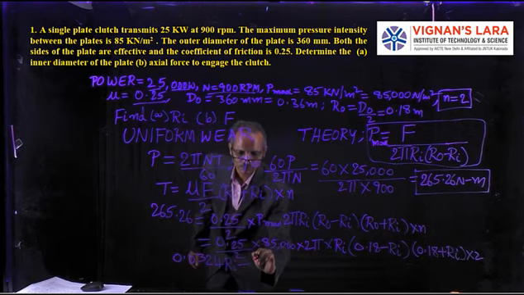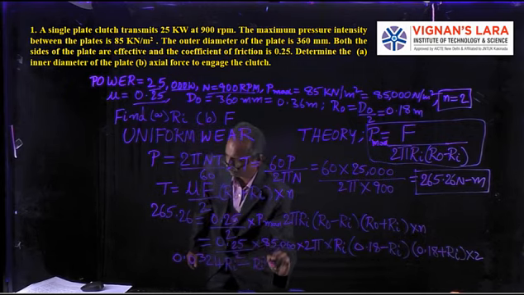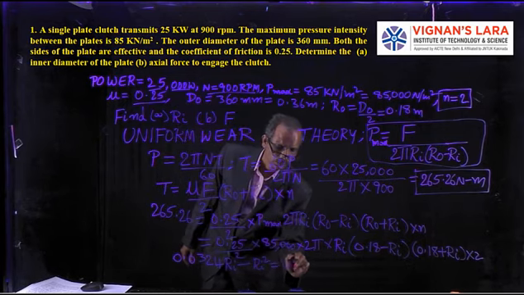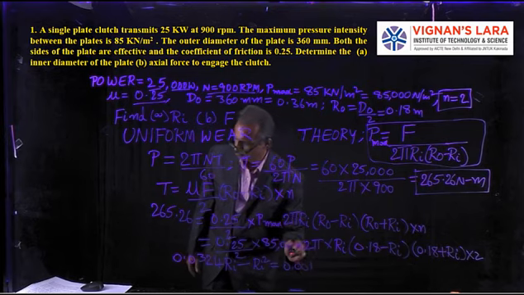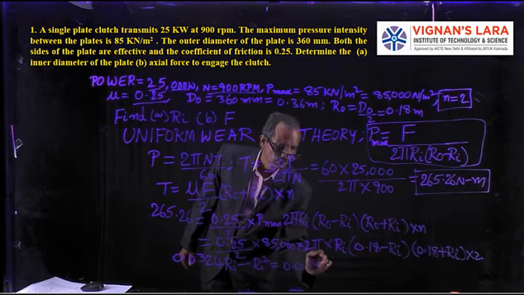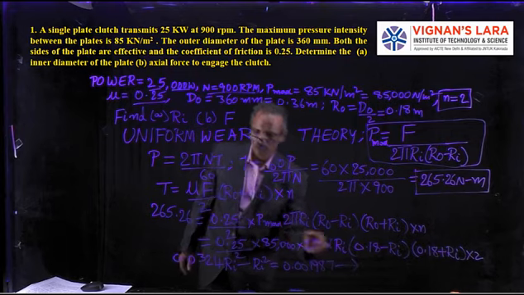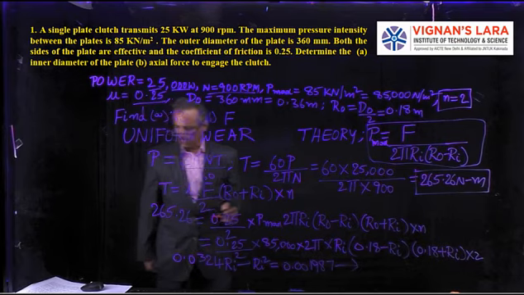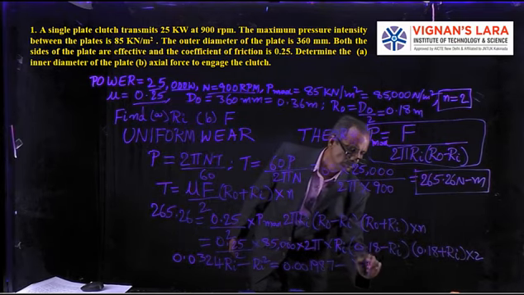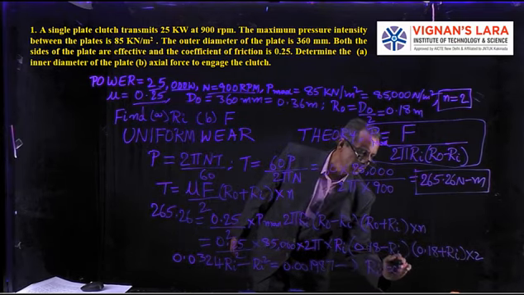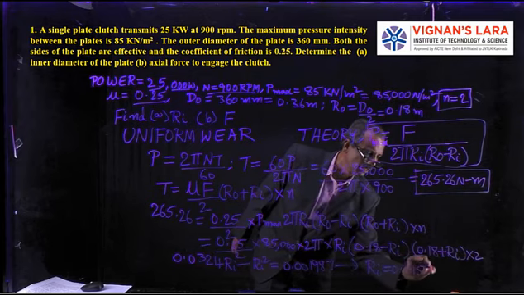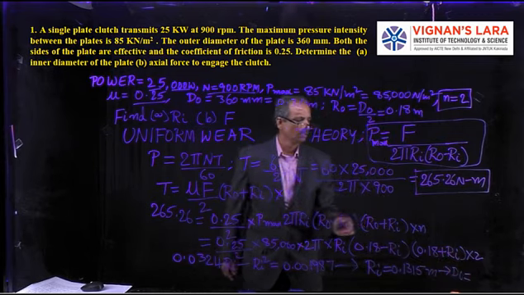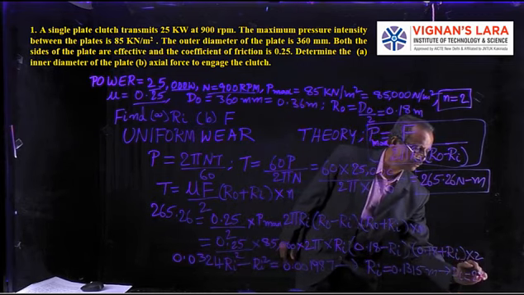minus Ri square is equal to 0.001987. Then simply by the quadratic equation, you can solve the roots. Then Ri you get 0.1315 meter. Then Di is 2 times this, so 2 times Ri.